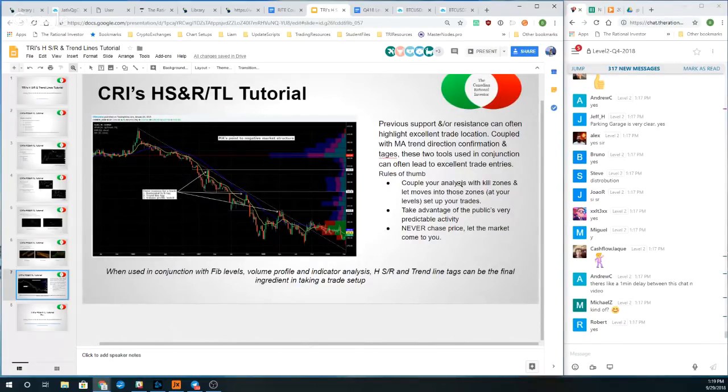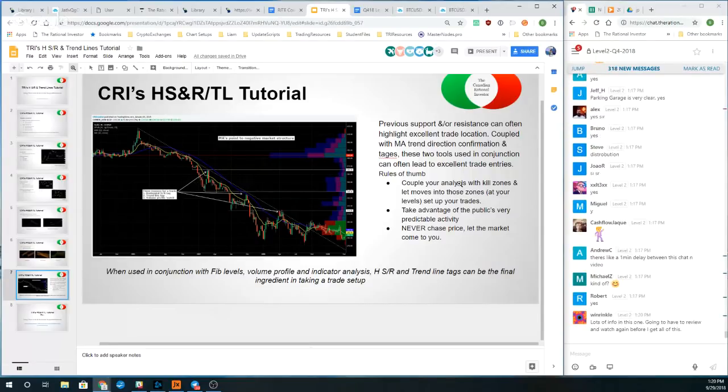So to finish off this conversation today, when used in conjunction with fib levels, volume profile levels, which we'll talk about in a couple weeks, indicator analysis, and horizontal support and resistance, trend line tags can be that final ingredient for you to take your trade setup. Just remember, a tag of a trend line is not enough of a reason to take a trade unto itself.